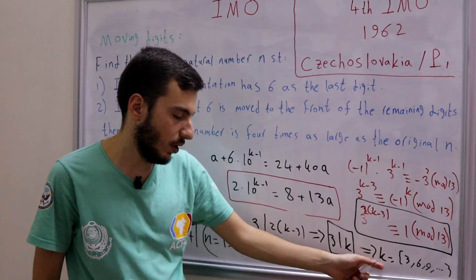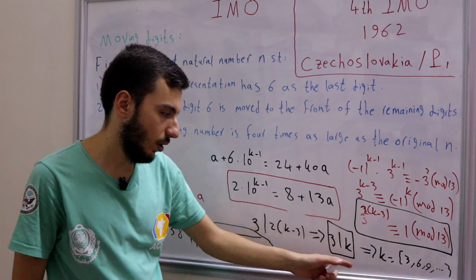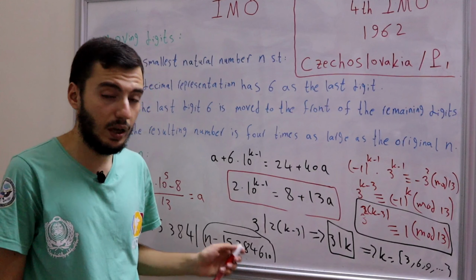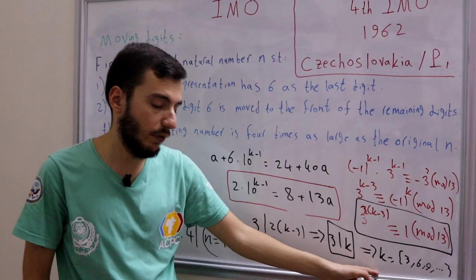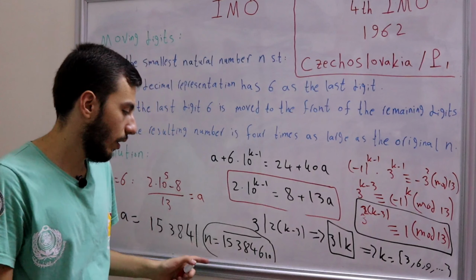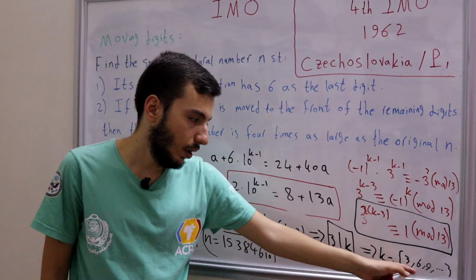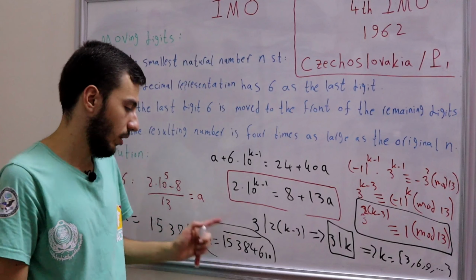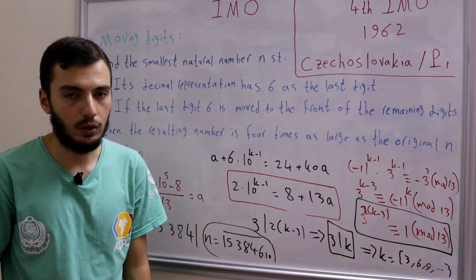Clearly, from this we've bounded it, we cannot have a smaller value, because the only valid cases for k are 3, 6, 9, and clearly 3 does not work. So if 6 works, then it's the smallest one. Clearly 6 works here, so we're done basically.